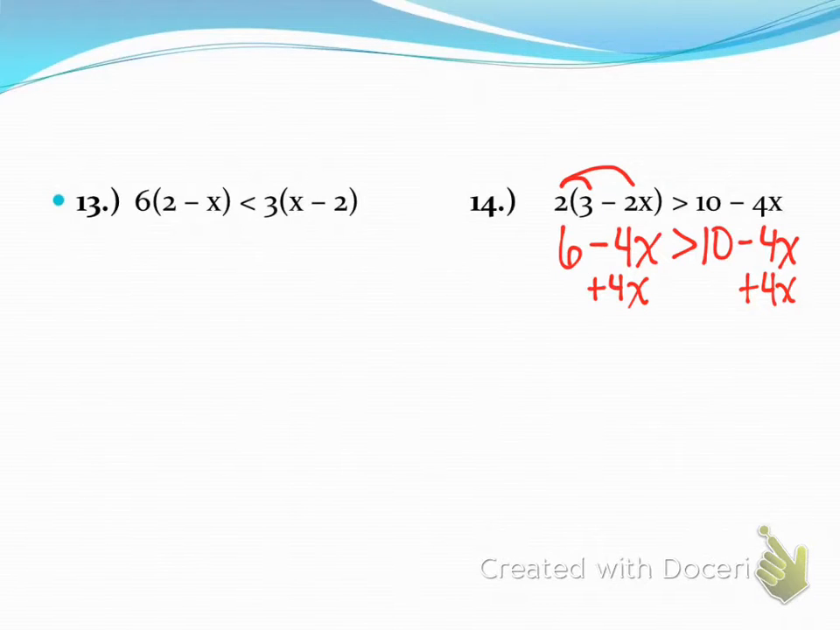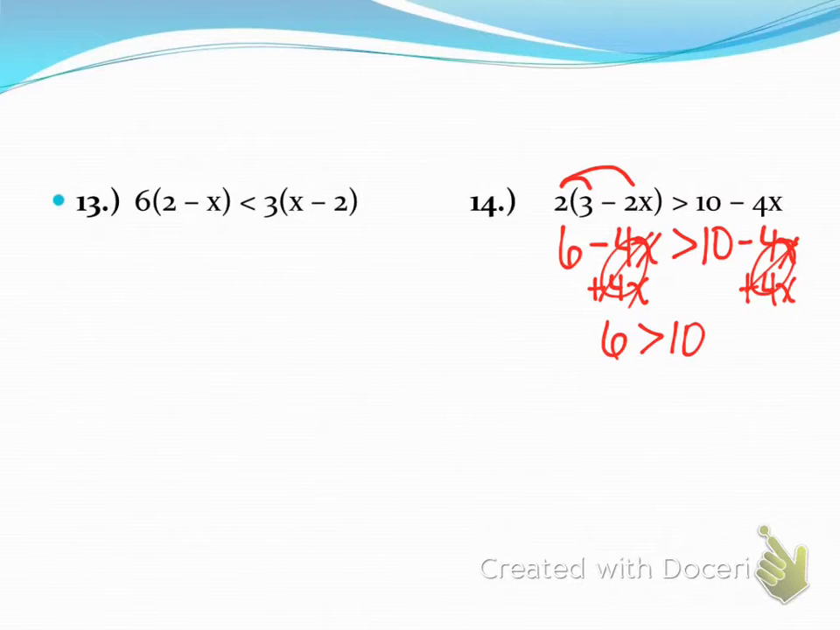So, on the left side, what happens with our x's? They both cancel out to a 0. That leaves us with 6. On the other side, what happens to our x's? They cancel out. We're left with a 10. Who can read this statement to me? Lexi. 6 is greater than 10. Does that make sense to us?